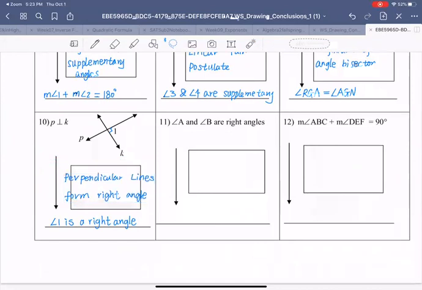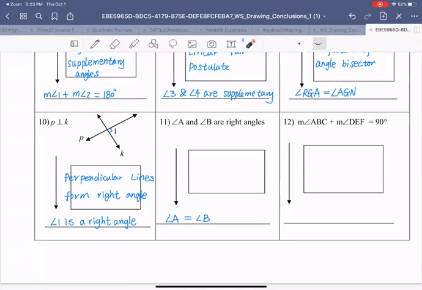Now 11. So for 11, angle A and angle B are right angles. This means that something's perpendicular to them, or they're simply vertical angles. No. Okay, so that just means these two angles are equal, right? Yeah, so angle A and angle B are equal, and so that means definition of right angles.